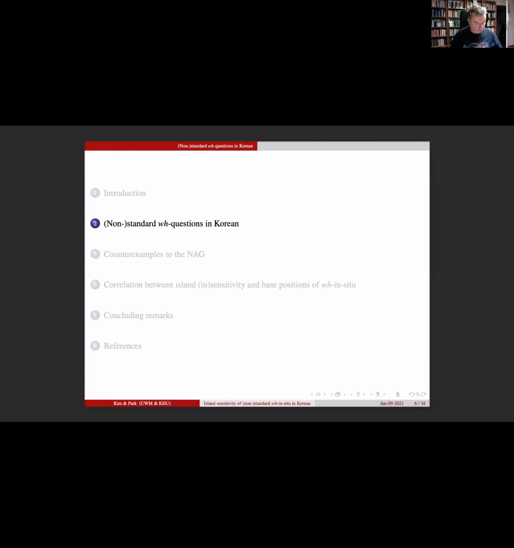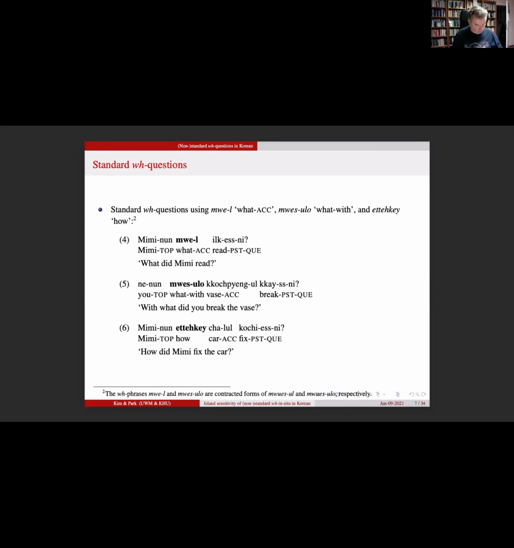Standard and non-standard WH questions in Korean. Here we are concerned with canonical WH questions using 뭘, what, as in 4, 미미는 뭘 읽었니? What did Mimi read? And 무엇으로, what with, as in 5, 너는 무엇으로 꽃병을 깼니? With what did you break the vase? And 어떻게, how, as in 6, 미미는 어떻게 차를 고쳤니? How did Mimi fix the car?